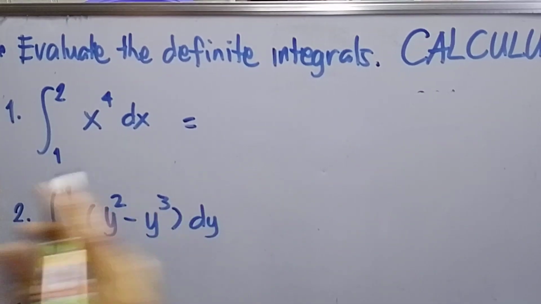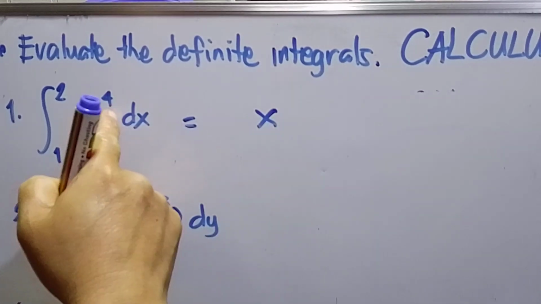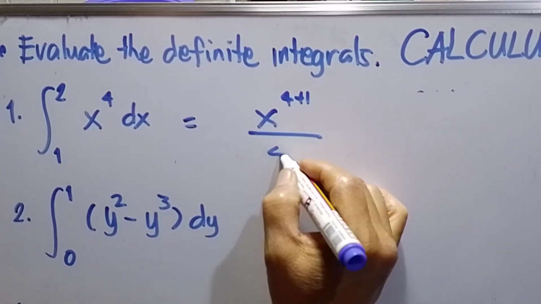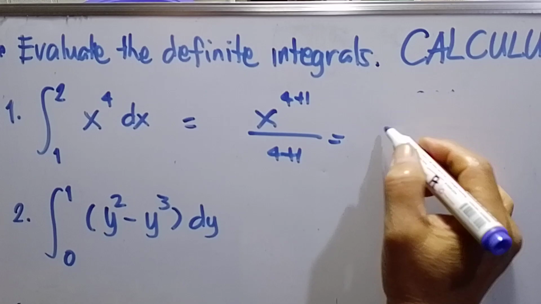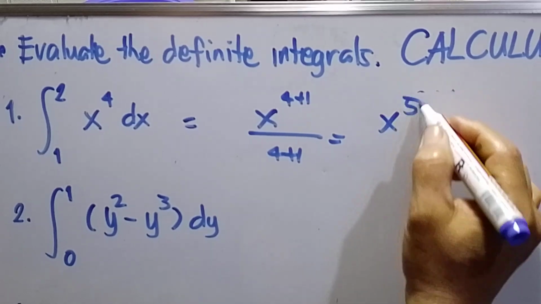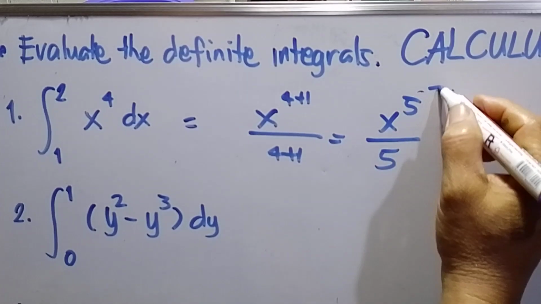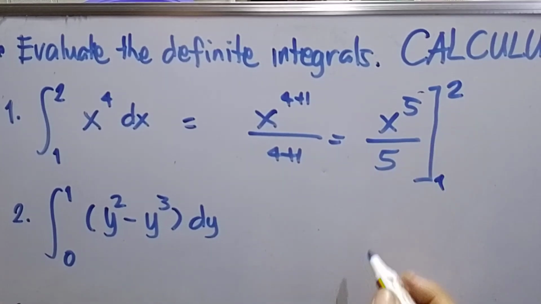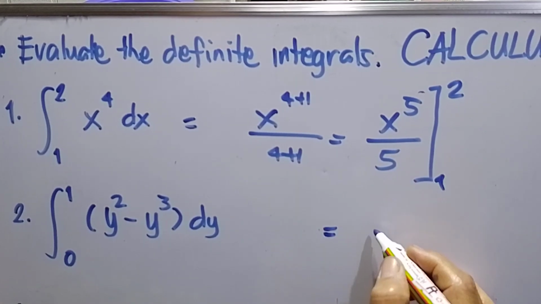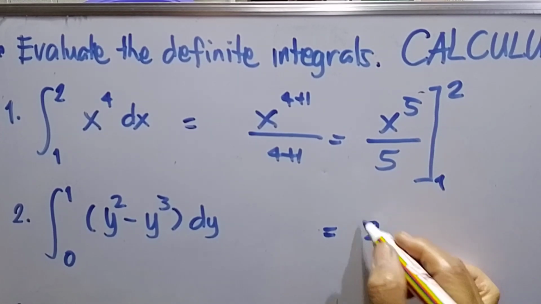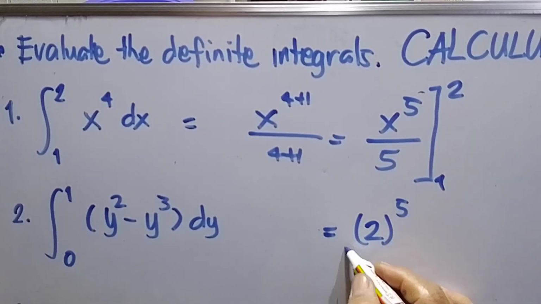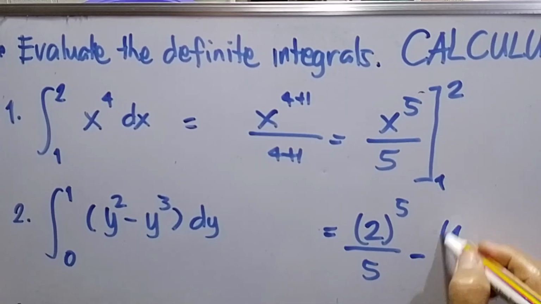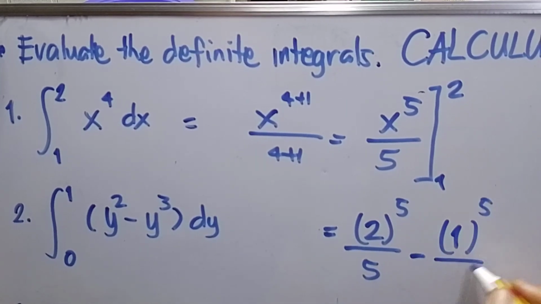Since the exponent is 4, this will be 4 plus 1, over 4 plus 1. So this will be x^5 over 5. Then substitute the interval from 1 to 2. So this will be, start with 2, 2 raised to the power of 5 over 5, then minus 1 raised to the power of 5 over 5.